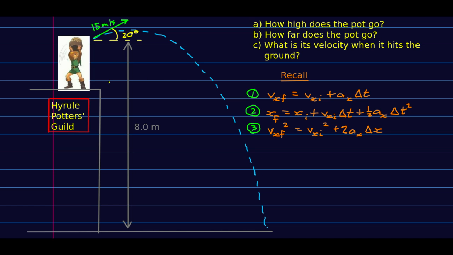So my kids really enjoy The Legend of Zelda, and as many of you know, in The Legend of Zelda, the whole point of the game is to break as many pots as you can. So here's the hero Link, and he's really hit the jackpot, so to speak, this time. And he's throwing this pot off the roof of the Potter's Guild, and there's its initial velocity vector, and we're going to find these things.